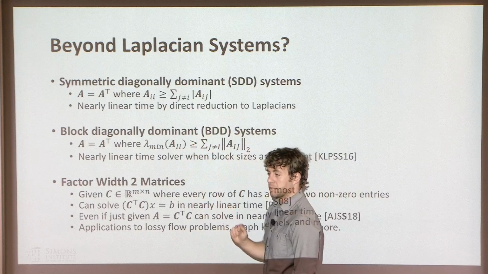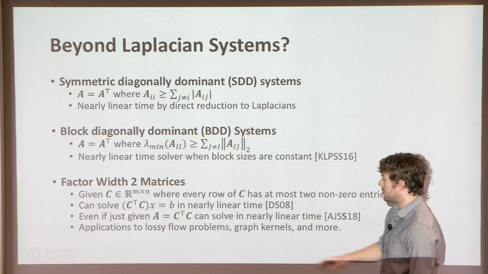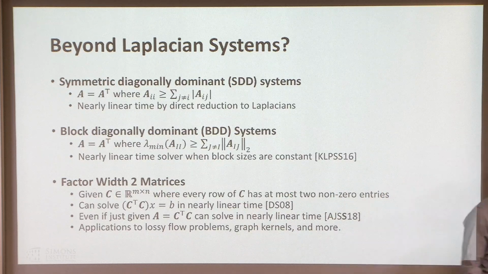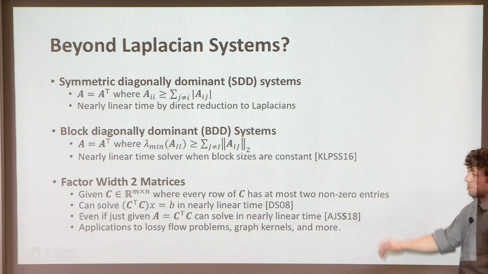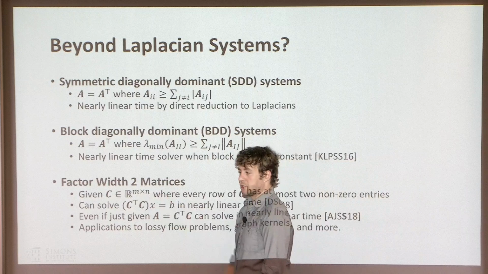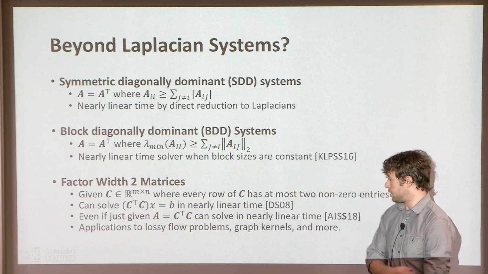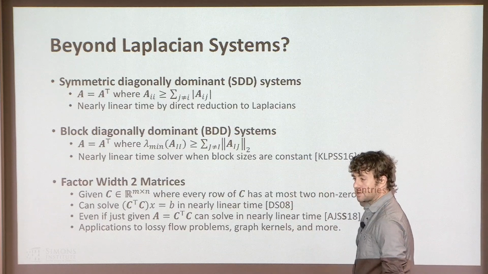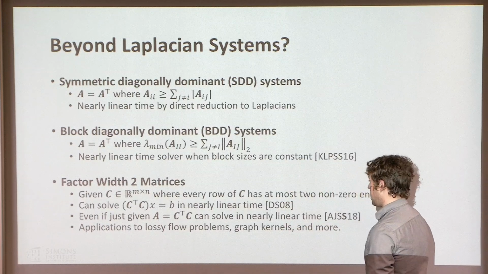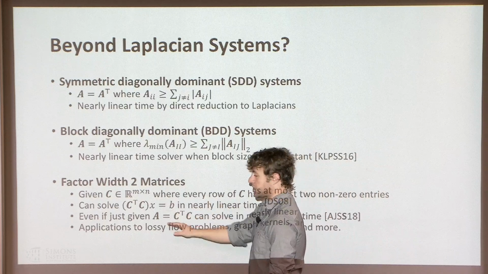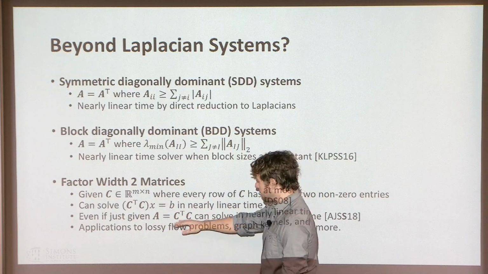Right? However, this is much more general, and there was this cool result of Ditch and Spielman in 2008 that showed whenever you're given this matrix C, you can solve linear systems in C transpose C. These are known as factor width 2 matrices. So they showed that you could solve factor width 2 matrices in near linear time. Recently we showed you can extend this a bit further. We showed you can also solve these systems in near linear time even if you're not given the factorization beforehand.